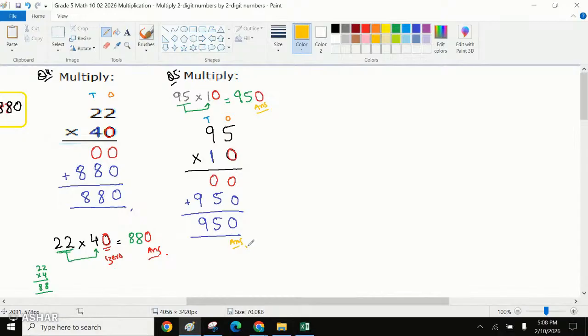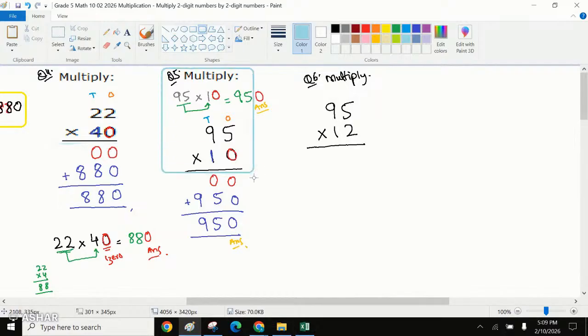But now if I change the question and we say that it's not, okay, let's take a similar question. Question number 6, multiply 95 by 12. Let's see what would be the answer.